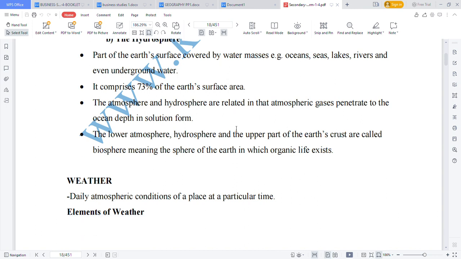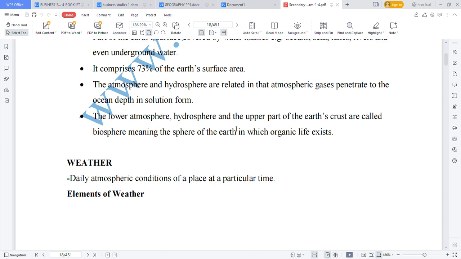The next one: the atmosphere and hydrosphere are related in that atmospheric gases penetrate to the ocean depth in solution form. So how are the atmosphere and hydrosphere related? The relationship between the hydrosphere and atmosphere is that the atmospheric gases penetrate to the ocean depth in solution form.